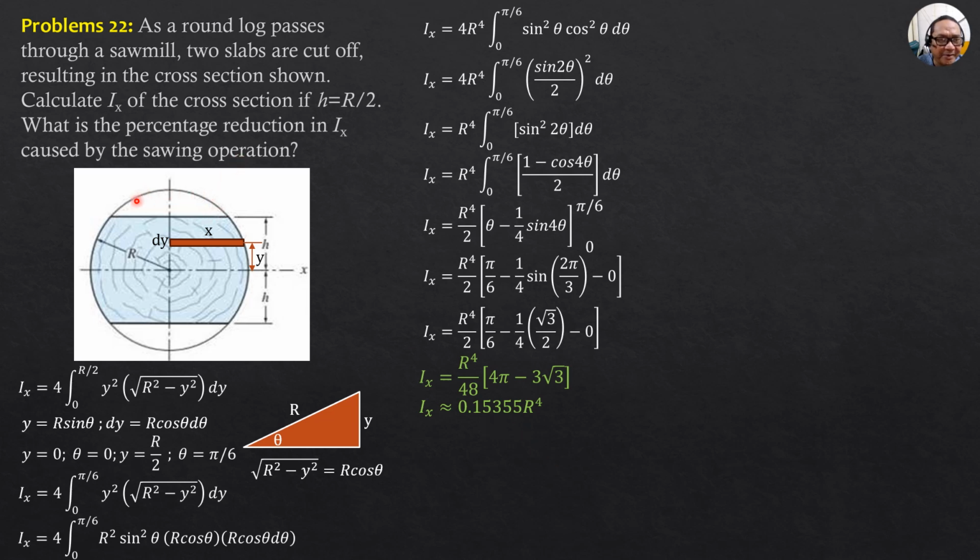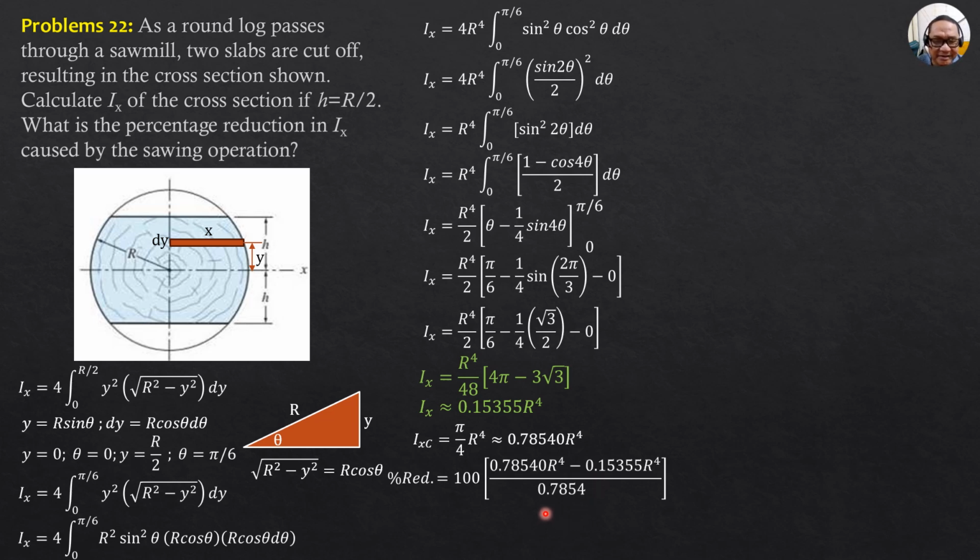So the moment of inertia of a whole circle with respect to the diameter, or the x-axis or the y-axis, the same by symmetry, is pi over 4 r to the fourth for the circle, Ix of the circle, and that is 0.78540 r to the fourth. Therefore, the percentage reduction in the moment of inertia Ix would be 0.7854 r to the fourth minus 0.15355 r to the fourth, all over 0.7854 r to the fourth, times 100%.